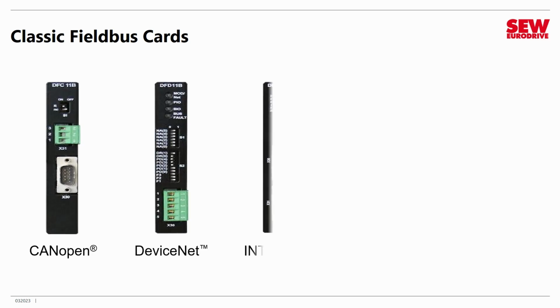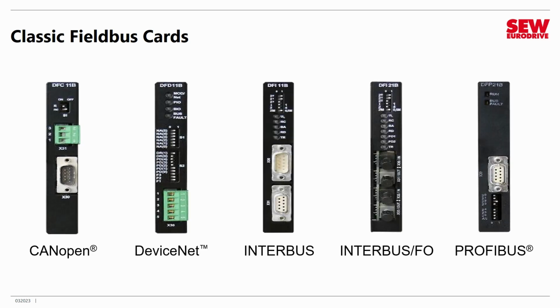Now, these are the cards available for the MoviDrive B to support classic Fieldbuses. We support CANopen, DeviceNet, Interbus fiber optic, and Profibus. Put one of these cards in a MoviDrive B and you can communicate with some of your classic Fieldbuses.